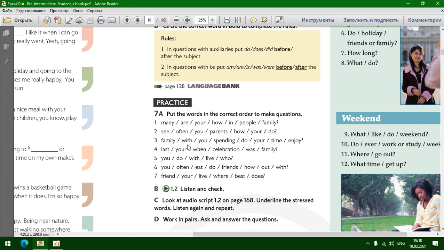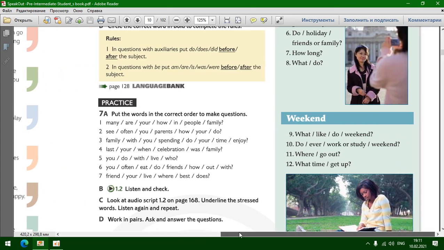The third one: family with you, spending, do your time, enjoy. Do you enjoy spending time with your family? The fourth one: last year when celebration was family. When was your last family celebration? The fifth one: you do live who? Who do you live with? Six: you often eat two friends how out with. How often do you eat out with your friends? And the last one: friend your wife live where best does. Our question word, of course: where does your best friend live?